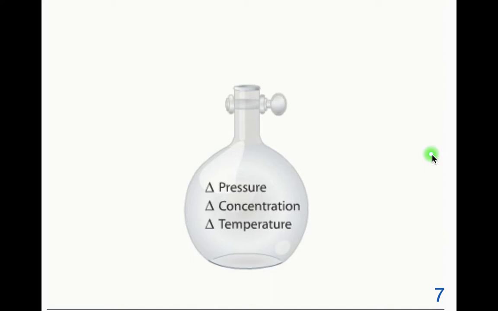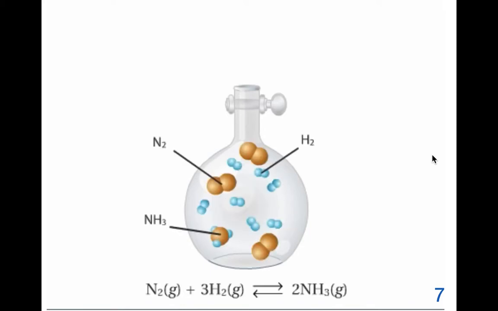Le Chatelier's principle states that a system in equilibrium that is subjected to a stress will react in a way that relieves the stress. Some of these stresses include changes in pressure, changes in concentration, and changes in temperature. Consider this reaction of nitrogen and hydrogen to form ammonia.